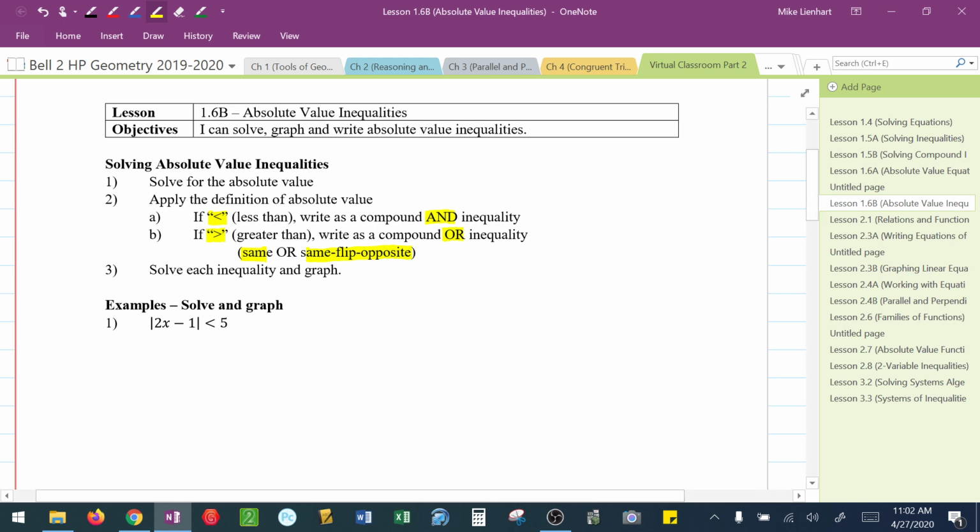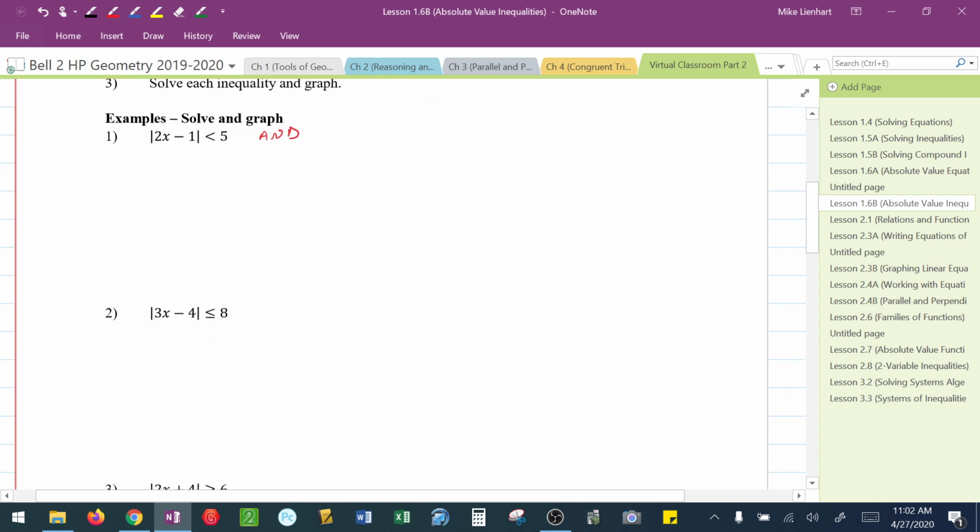We have an absolute value is less than 5. Okay? If the absolute value is less than, this symbol right here is telling me right away it's an and inequality. Now, I have to rewrite this by applying the definition of absolute value inequality. And here's how it works. Every time it's an and, you're going to write down what's in the absolute less than whatever was given. So notice we just rewrote what was given without the absolute values.